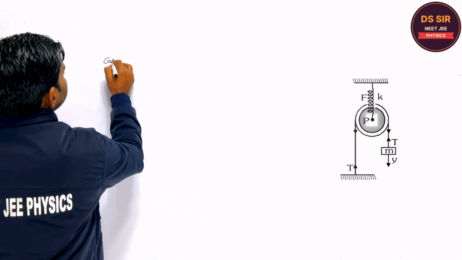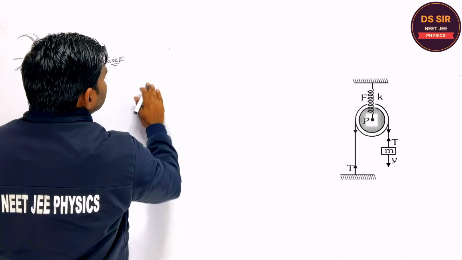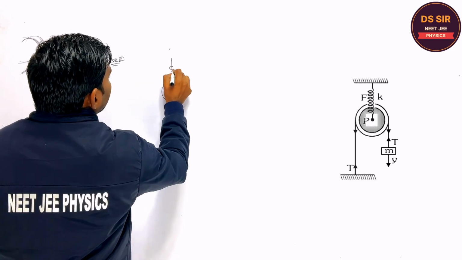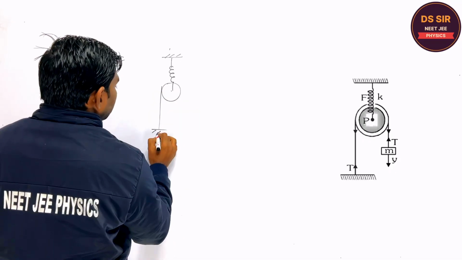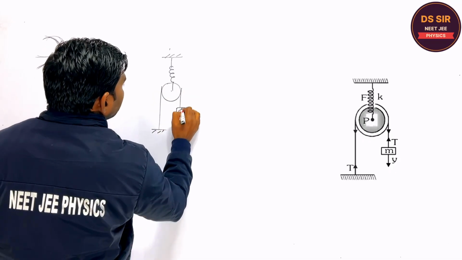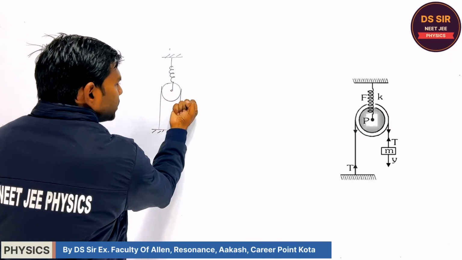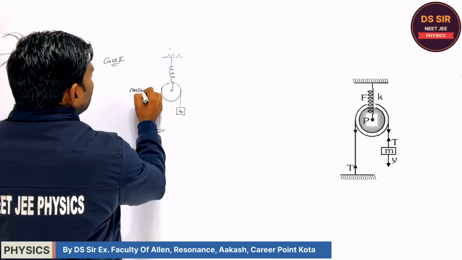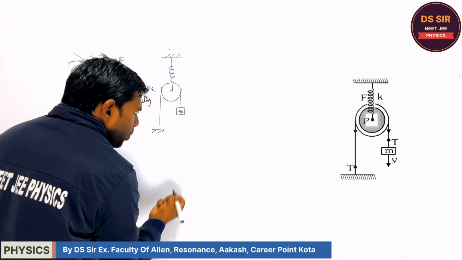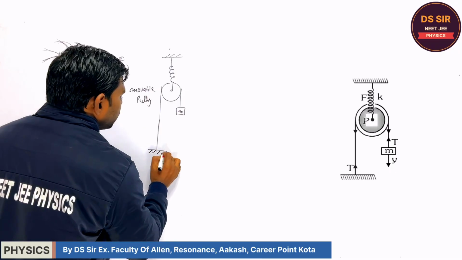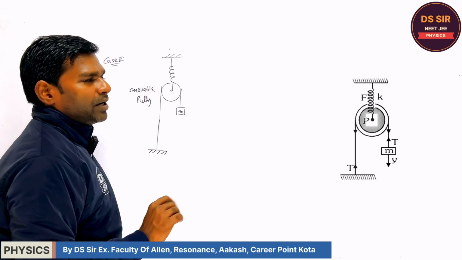So the next case too you can consider. Suppose this is the pulley, and the spring is connected here. The mass is connected in this way. Are you getting or not? Like this. This is the movable pulley. When it is pulled down a little bit, a small displacement, it will oscillate. You have to find the time period, right?